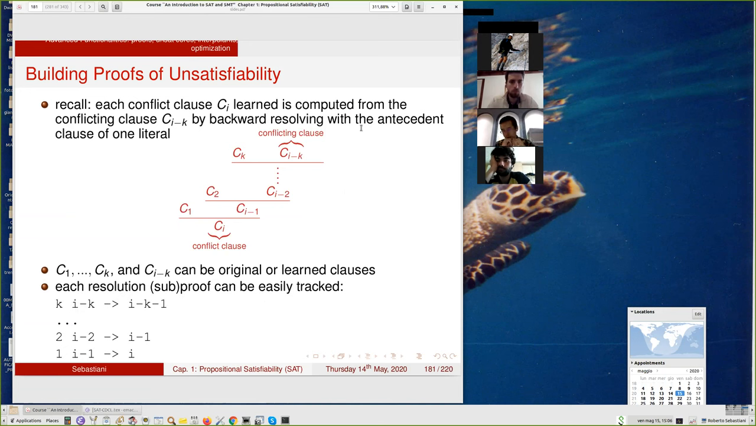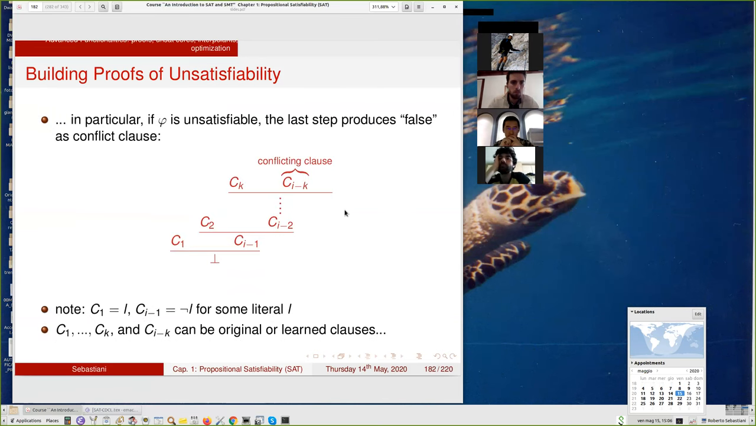There is an easy way to track this resolution, because you can easily add to the solver a log saying that from clauses of index k to index i minus k, we derived the clause of index i minus k plus one. So every deduction can be marked as a triplet of indexes or pointers, and it is easy to keep track of all these proofs. Now, the very last step you do when your SAT solver decides that the formula is unsatisfiable is deducing false. The very last conflict deduces false, or deduces something at level one, which you then resolve against a literal at level one, and this returns false.